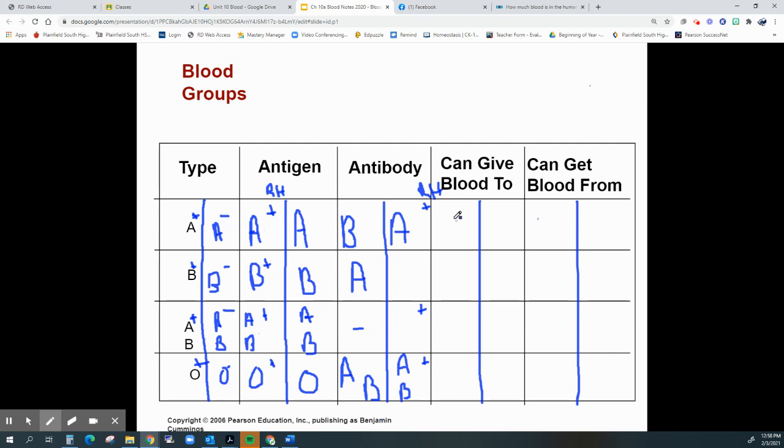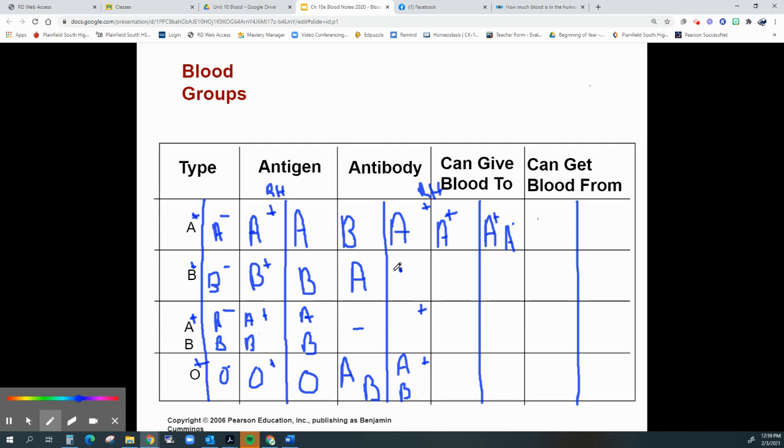Okay. So giving blood, somebody who is A positive can give blood to A positive only. Somebody who's A negative can give blood to A positive and A negative. Somebody who is B, sorry, I didn't do this one.